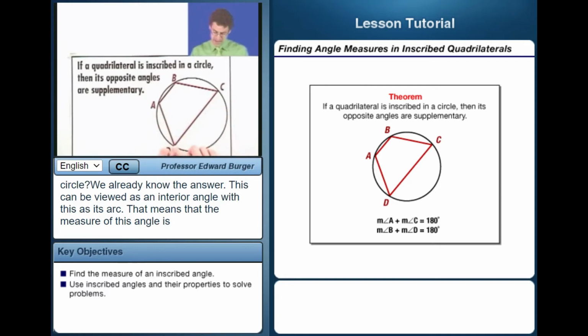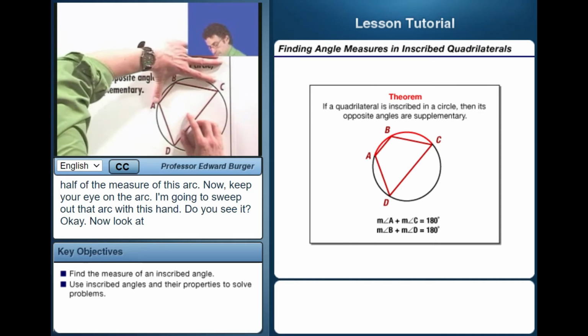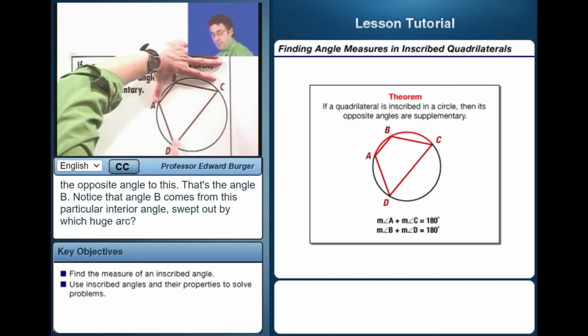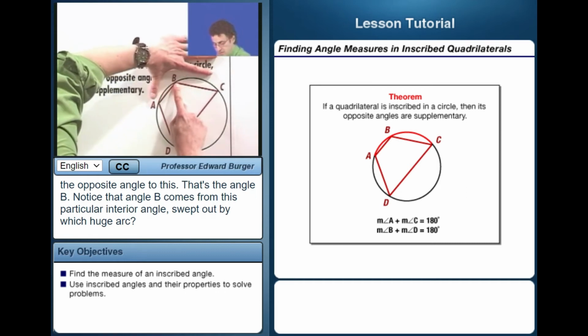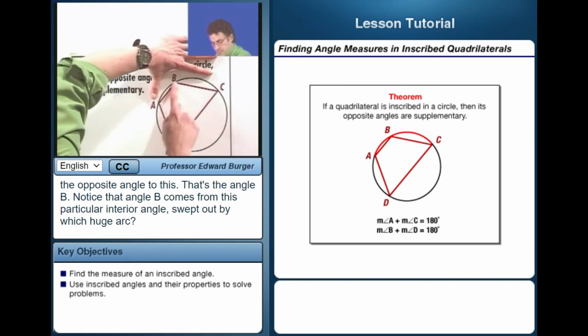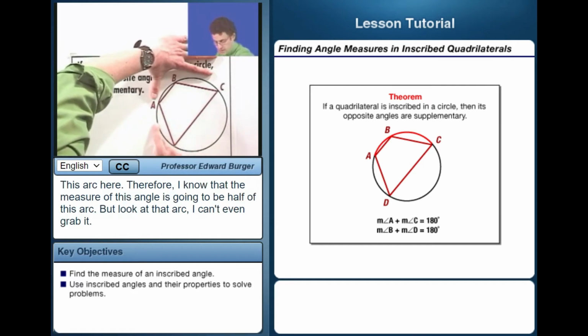This can be viewed as an inscribed angle with this as its arc. That means the measure of this angle is half of the measure of this arc. Now, keep your eye on the arc. In fact, I'm going to sweep out that arc with this hand. Do you see it? Okay. Now look at the opposite angle to this. That's the angle B. But notice that angle B actually comes from this particular inscribed angle, swept out by which huge arc? This arc here.